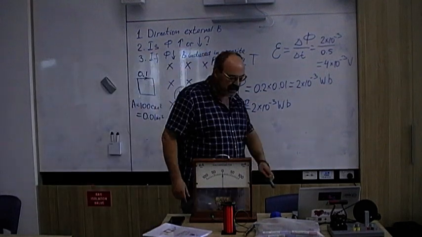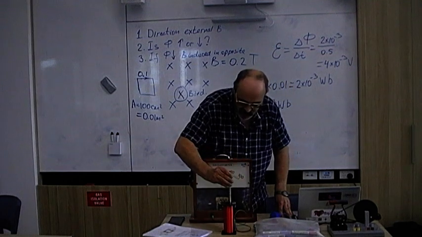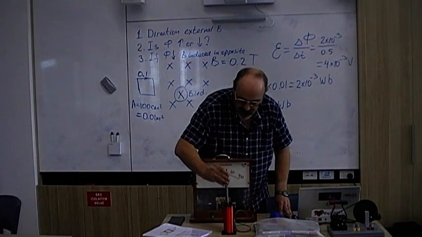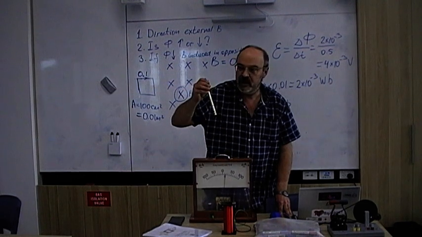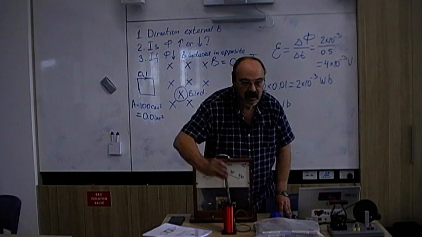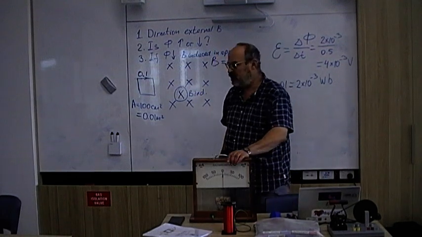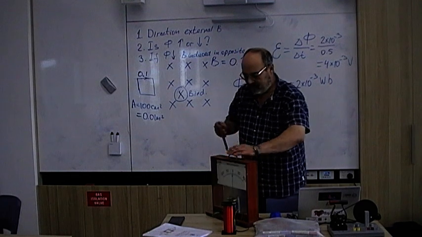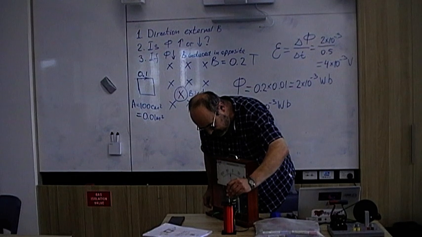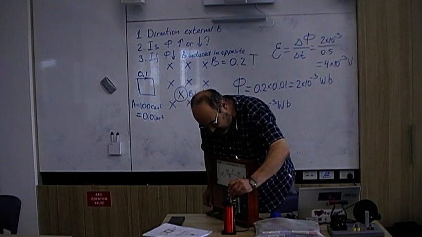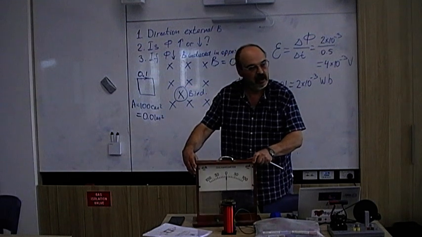So as you can see, we have current flowing in the opposite direction: increasing flux, decreasing flux. It changed in the opposite direction. I'm moving the magnet in, out, in, out. So the current changes direction. Make sense?